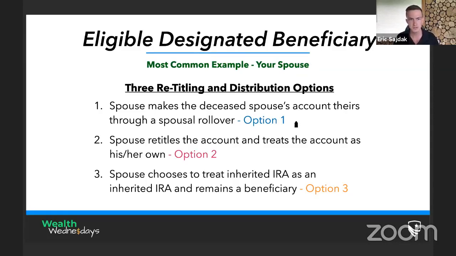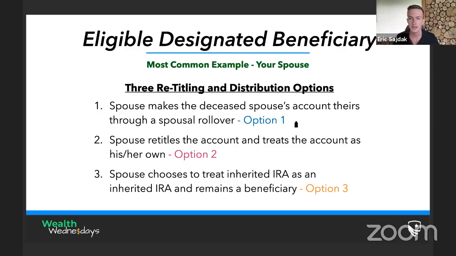own. So you have a traditional IRA, your spouse has a traditional IRA, your spouse passes away. You can retitle this spouse's account to be now your account. So now essentially the same thing happens as option one, only you have 2 IRAs instead of 1 IRA. And then finally, a spouse can choose to treat that IRA as an inherited IRA and remain a beneficiary.